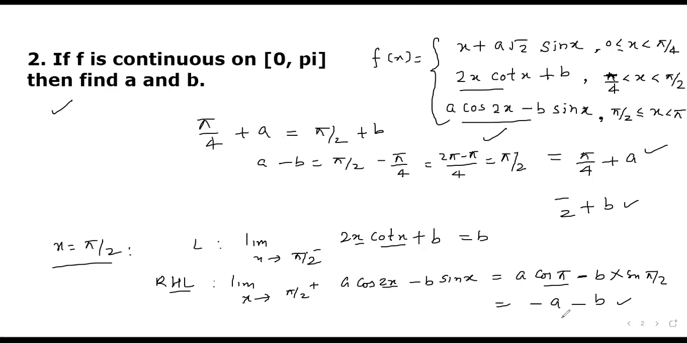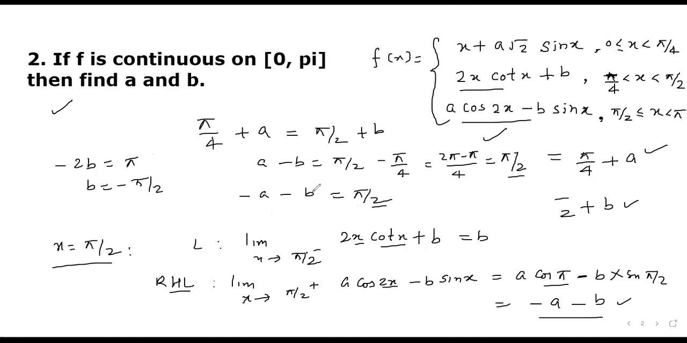And then there is another relation. The same value is equal to minus a minus b. Another value is, minus a minus b must be equal to pi by 2. So if we add these two values, a minus b equal to pi by 2, minus a minus b equal to pi by 2, we get minus 2b equal to pi, because pi by 2 will become pi. So b equal to minus pi by 2.